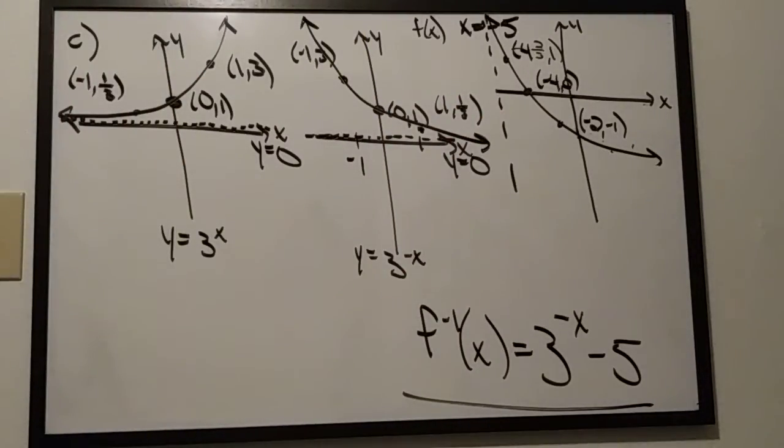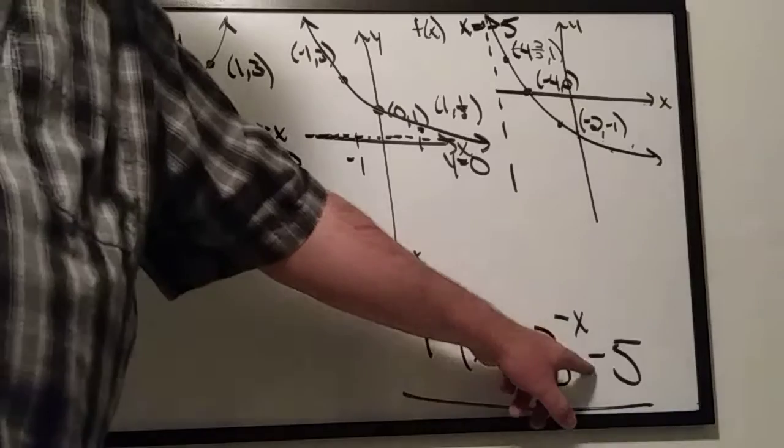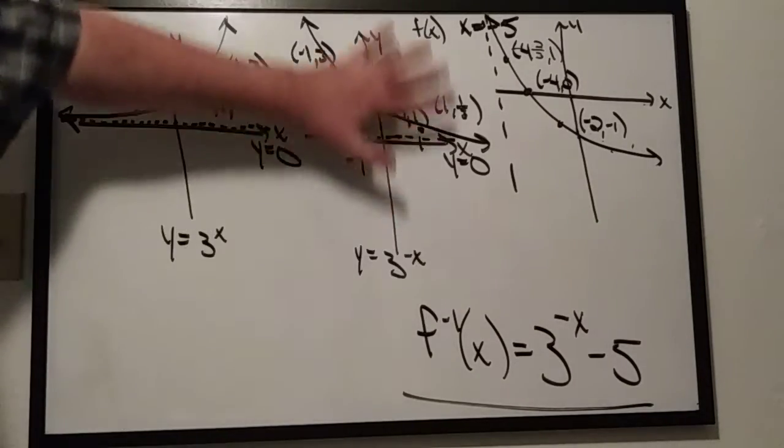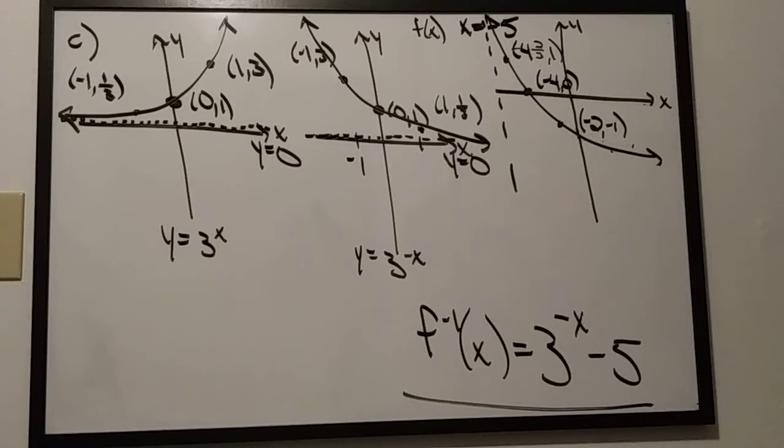So now that we have this y equals 3 to the negative x graph, we're ready to think about what the subtraction of 5 does. Notice that that subtraction of 5 is on the outside of the parentheses. That means that it's going to be a vertical transformation. It means we're going to take our graph and shift it down 5 units. So everything that we're looking at here in this middle graph needs to go down 5 units.